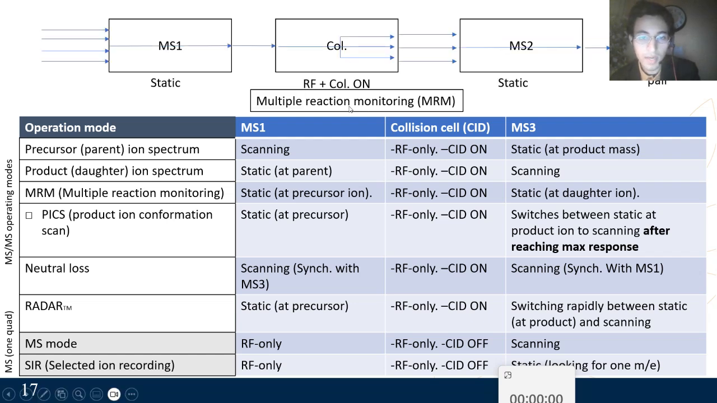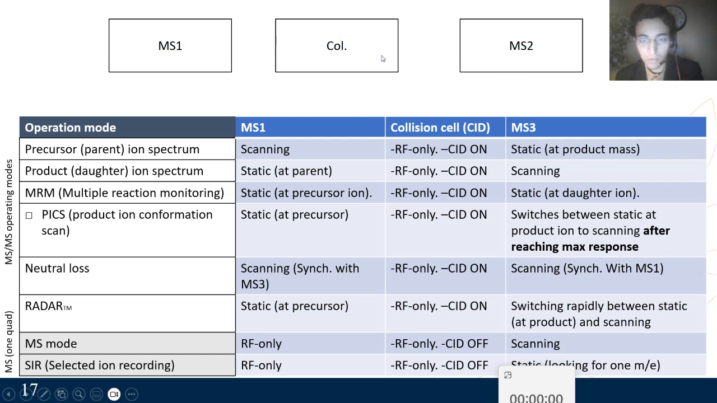Then you have your normal MRM, where you pick a certain parent, you fragment it, then you pick a certain daughter. This is also very powerful, and we use it to quantitate drugs, or to quantitate something in a biological matrix. This is what we are using this for.